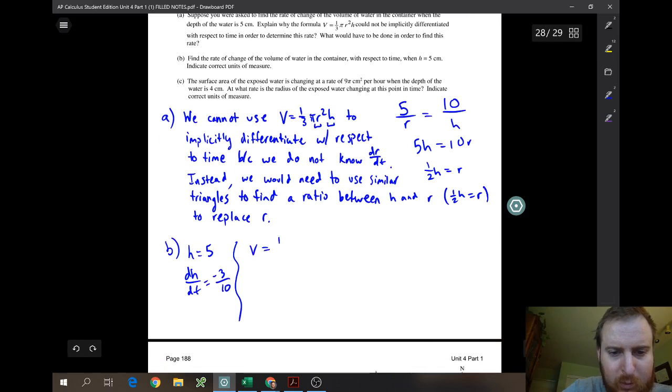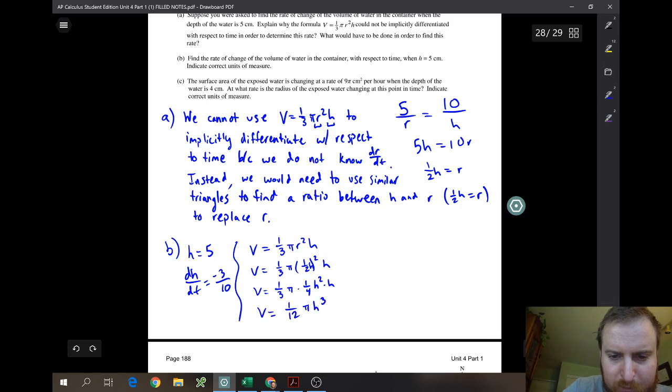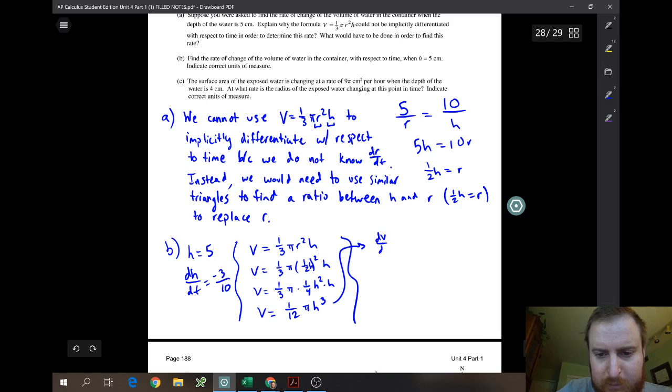So we have V equals 1/3 pi r squared h. And then we also had that r equals 1/2 h, so we're going to just plug that in. So V equals 1/3 pi times 1/2 h squared times another h. This is going to give us V equals 1/3 pi times 1/4, we square the half and we square the h, and that'll give us 1/12 pi h cubed. So that's the formula that we want to differentiate. Now when we take the derivative, the 3 is going to come down and we're going to get 3/12, which is 1/4 pi h squared times dH dt.